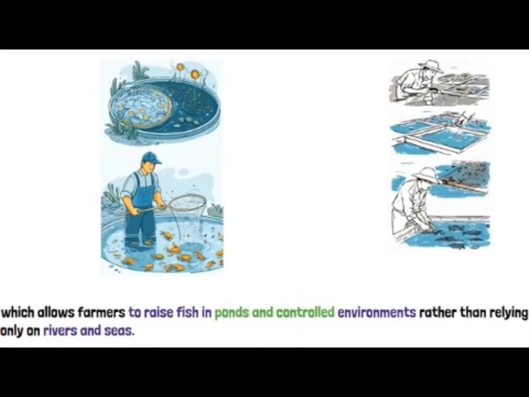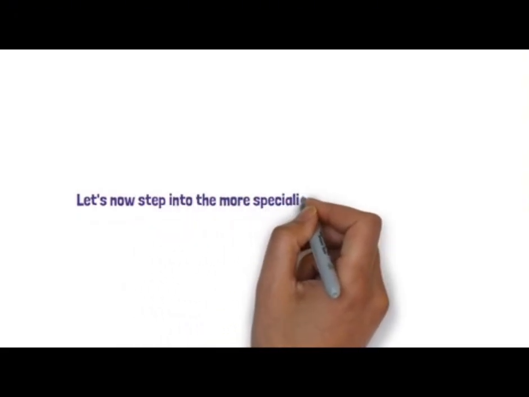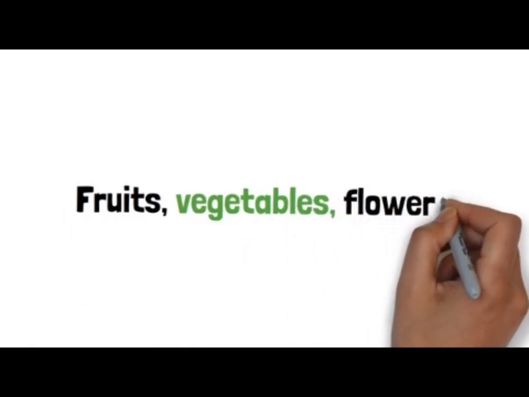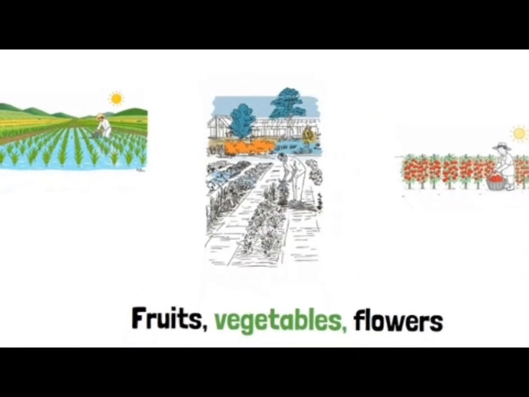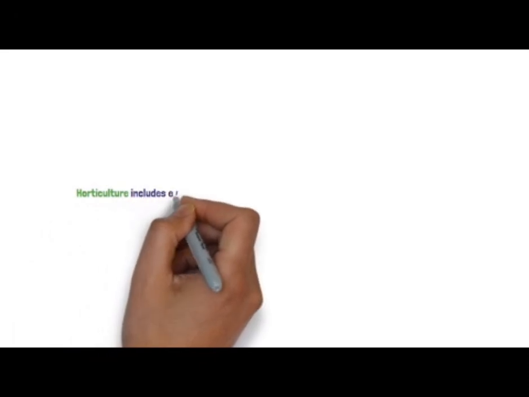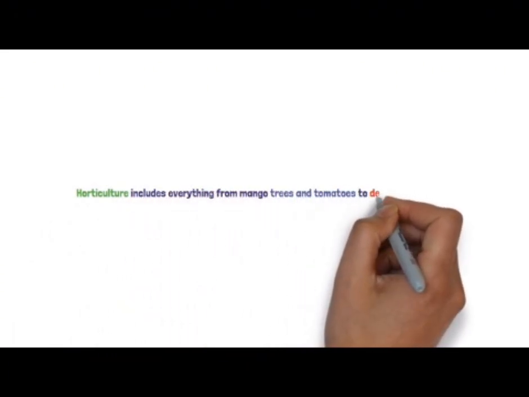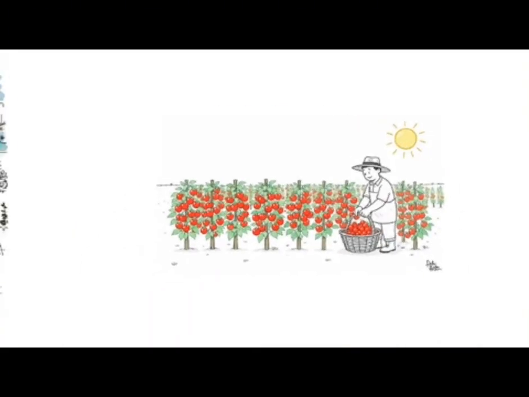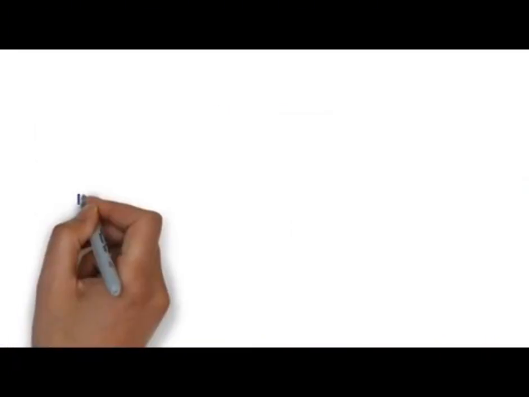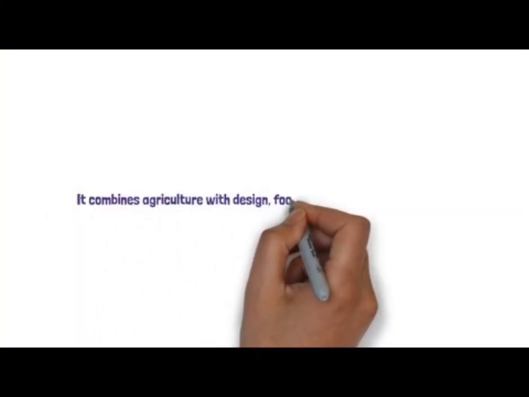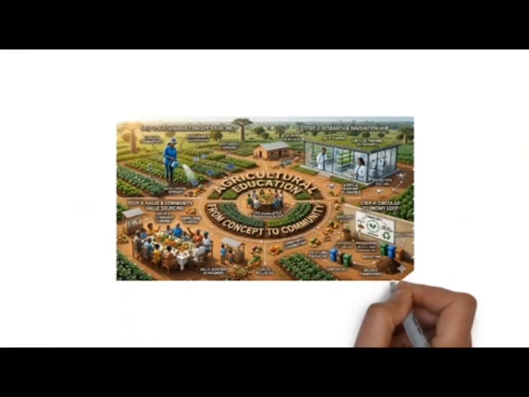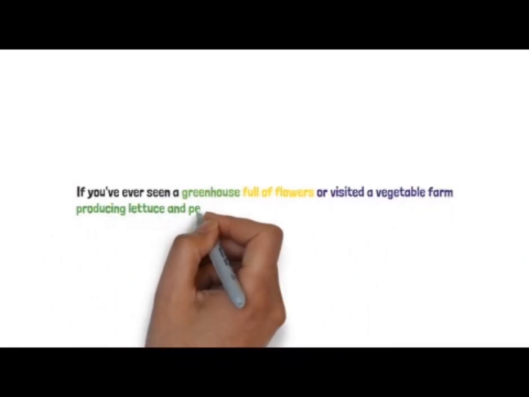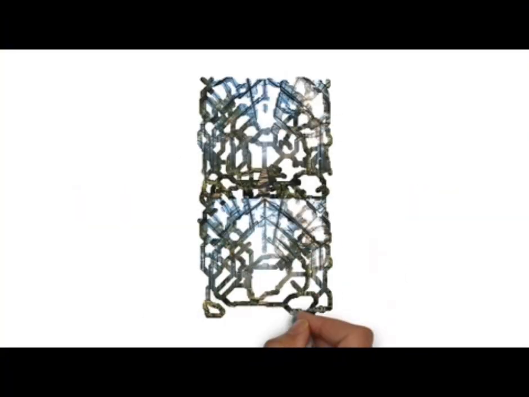Let's now step into the more specialized world of horticulture. This is the cultivation of fruits, vegetables, flowers, and ornamental plants. Horticulture includes everything from mango trees and tomatoes to decorative flowers grown for beauty rather than food. It combines agriculture with design, food production with aesthetics. If you've ever seen a greenhouse full of flowers, or visited a vegetable farm producing lettuce and peppers, you've met horticulture already.